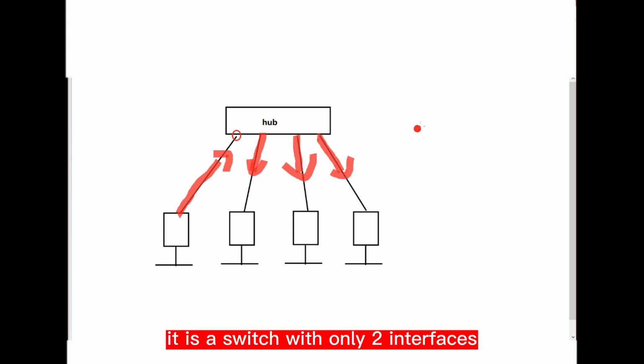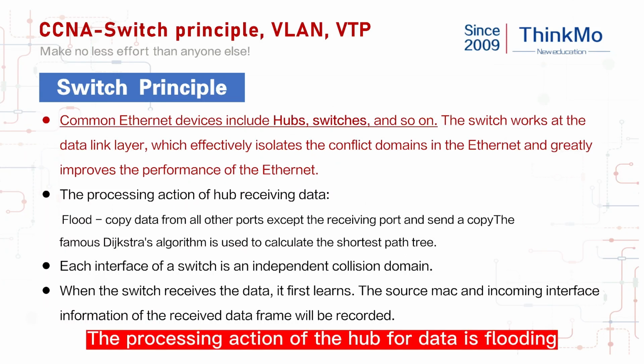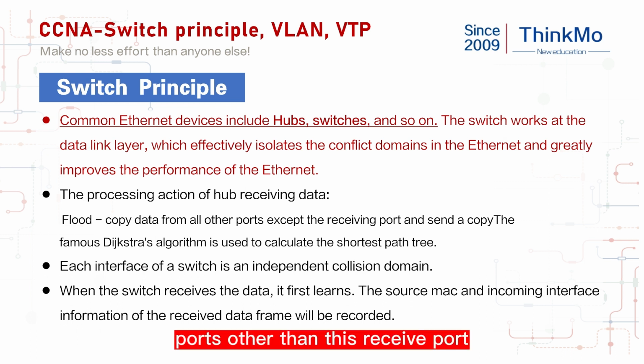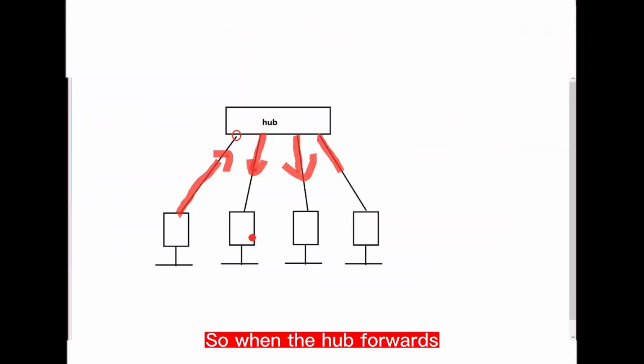A bridge is a switch with only two interfaces. The processing action of the hub for data is flooding. Flooding means copying the data and sending a copy to all ports other than the receiving port. That is how it works. So when the hub forwards, no matter what the data is, it doesn't care where it goes. As long as data comes, it will flood it out.